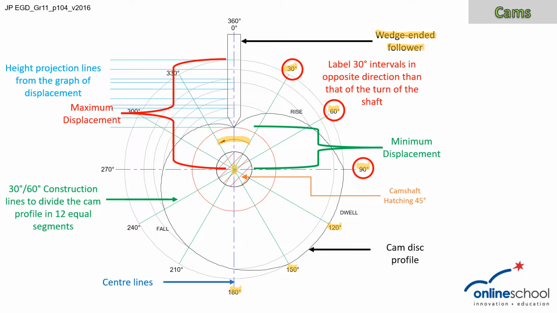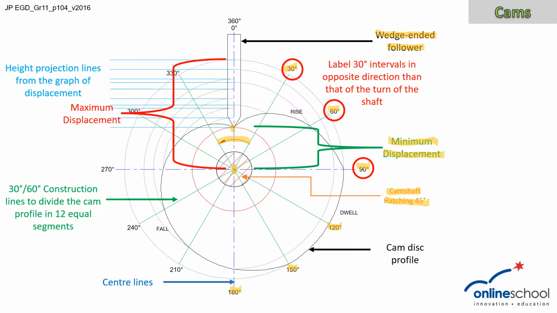And then we also make sure that we know where our minimum displacement is, which is from the center of the camshaft to the lowest end of, in this case, the wedged-ended follower. Also remember, the knife-edged follower is the other term that they use for this type of follower. And then we also make sure that we always draw in the camshaft diameter and that we hatch that camshaft at an angle of 45 degrees.